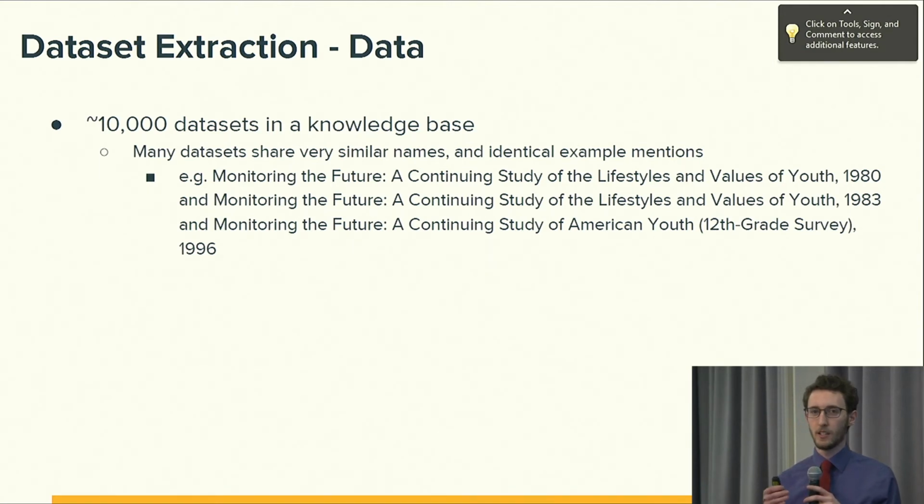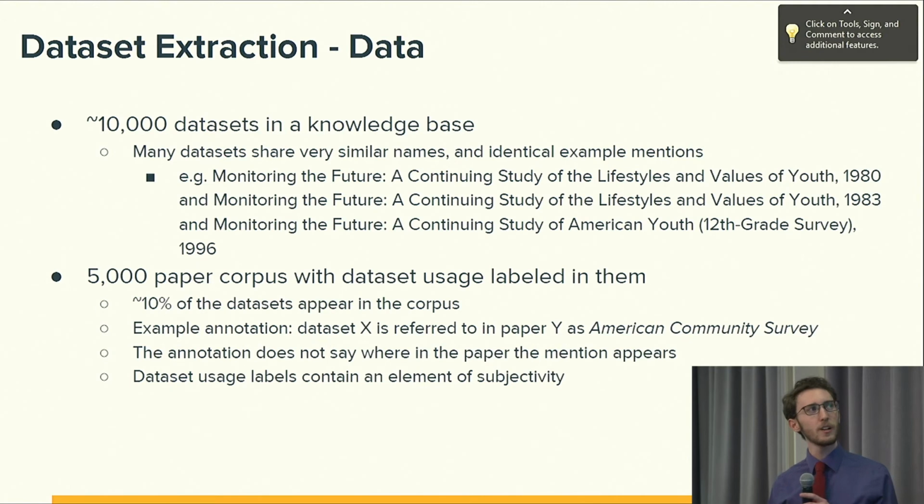In addition, these datasets can all be referred to using the same text. So monitoring the future could refer to one specific one of these, 10 of these, all of them. This makes the task of linking to datasets in the knowledge base much more difficult. We also had a 5,000 paper training corpus with the dataset mentions annotated in them. This corpus had about 10% of the datasets from the knowledge base. An example annotation looks something like dataset X is referred to in paper Y as American Community Survey.